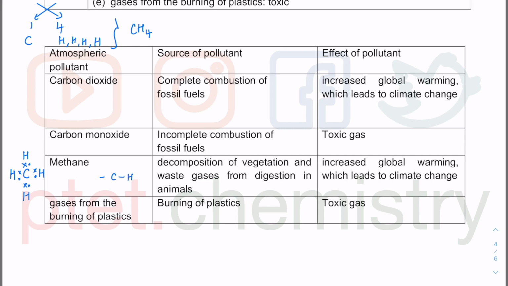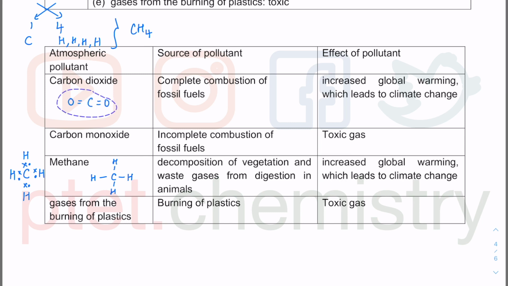Carbon forms 4 covalent bonds because carbon is from group 4 with 4 valence electrons. They need to share 1, 2, 3 and 4. This is a very common dot and cross in your year 9 syllabus.